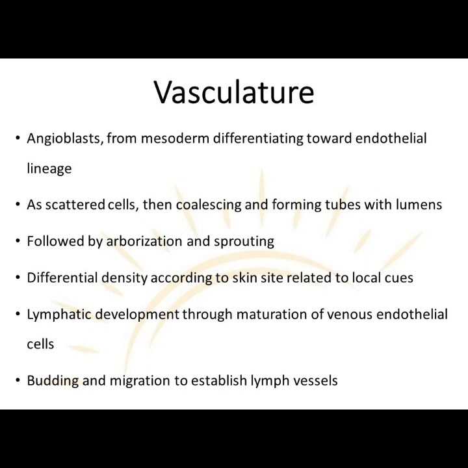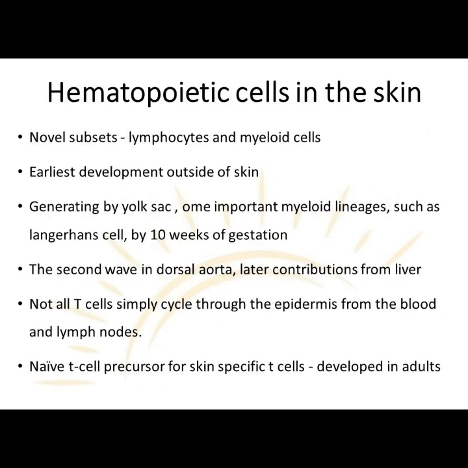The skin requires an extensive vascular network to support growth, barrier function, and thermoregulation. Development begins with angioblasts, the stem cells of the vascular system. The skin contains hematopoietic cells, mainly lymphocytes and myeloid cells, which play roles in immunity and surveillance. Their origins are linked to systemic hematopoiesis, not purely local development.